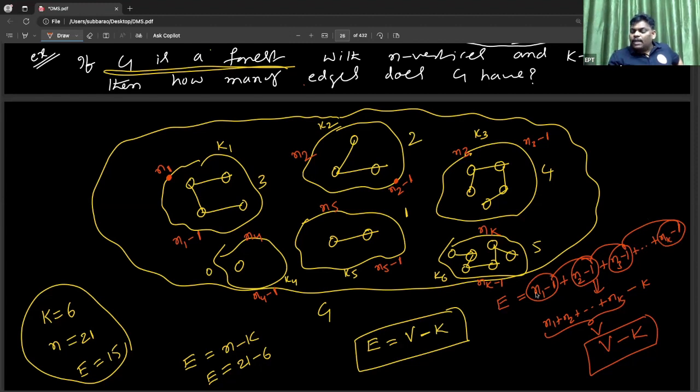If you add all these n1, n2, n3, and the remaining 1s, k of them, so n1 to nk, the total vertices came, which is V. So finally V minus k. So the number of edges is equal to V minus k. This is the proof for this. Please take care from next time onwards. G is a forest with k components. Try to understand the meaning. Remember this formula also. I have almost given the proof.